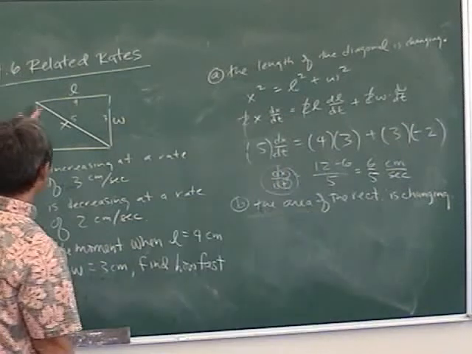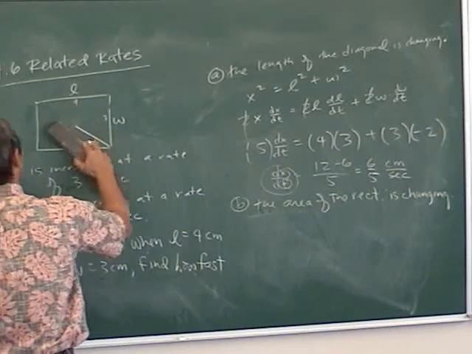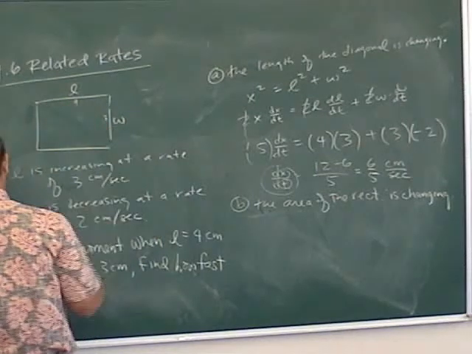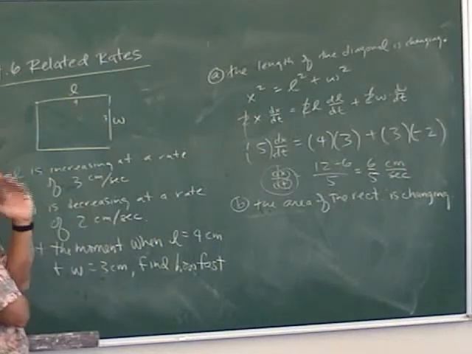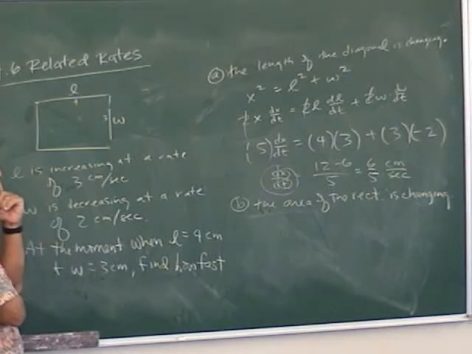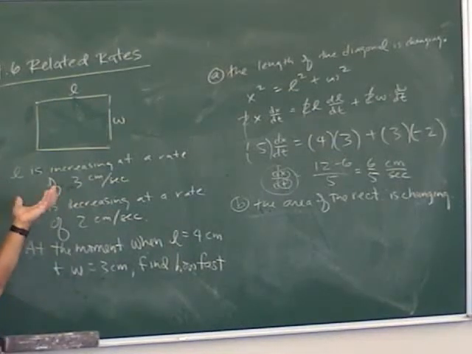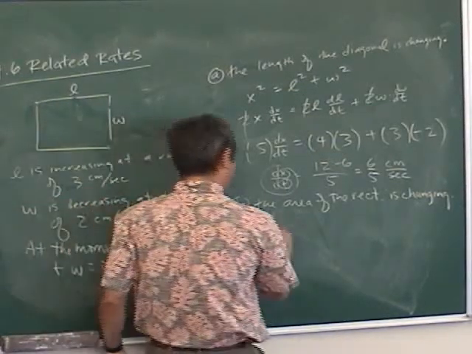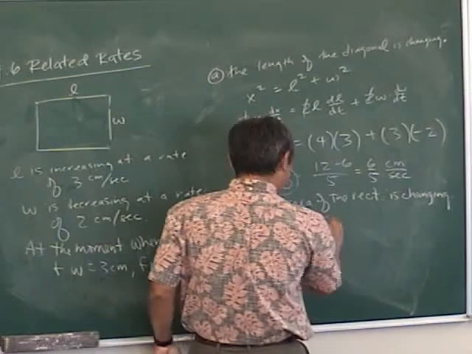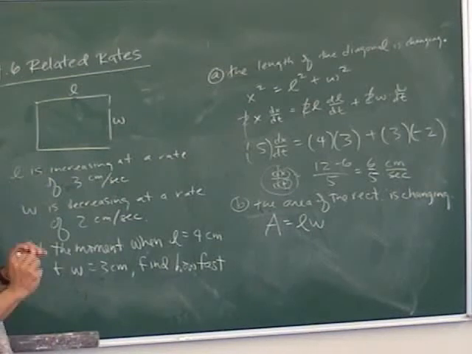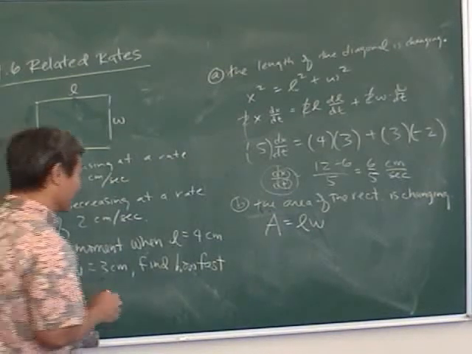Okay, so here's a rectangle. I'm going to take away this thing right there. Okay. First of all, write an equation. First step, write an equation that relates the area to the variables given. How do you find the area of a rectangle? Okay, so area equals length times width. You write the equation. Second step, take the derivative with respect to time.